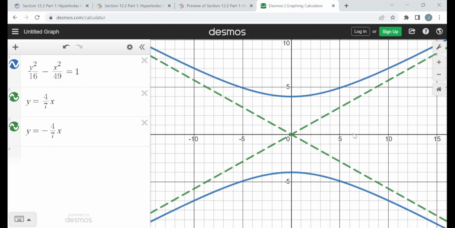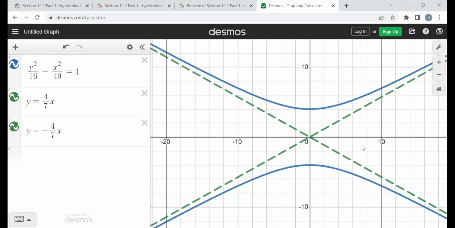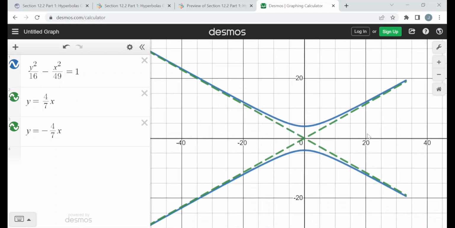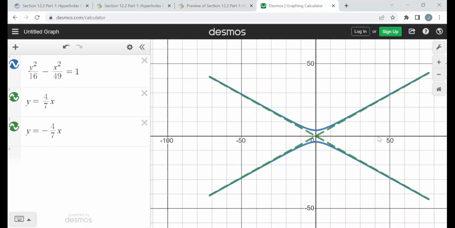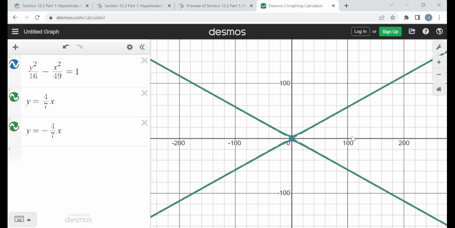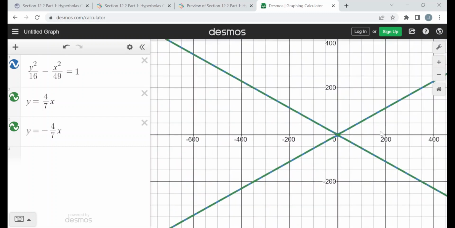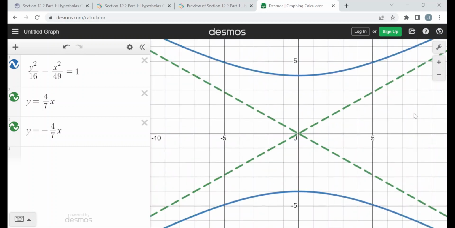And if you really want to be sure, just zoom further and further out and you'll see that the blue curves will basically start to look like those two green lines. The further you zoom out from center, the closer those curves look to being those straight lines. Right? They're not actually touching them, but they get so close they look like they are. So yeah, it looks pretty good.